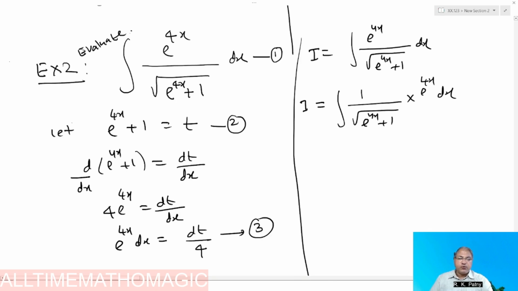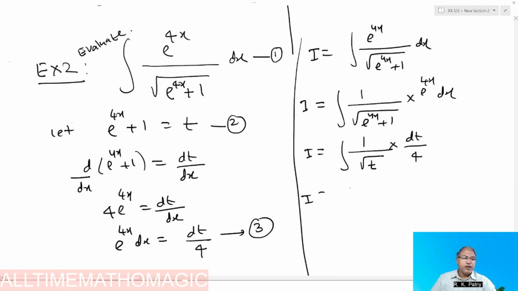Now e raised to 4x dx is nothing but equal to dt by 4, and e raised to 4x plus 1 is nothing but equal to t. Therefore, the problem has been converted from one variable to another variable, that is I equals to 1 upon root t into e raised to 4x dx, which is equivalent to dt by 4.